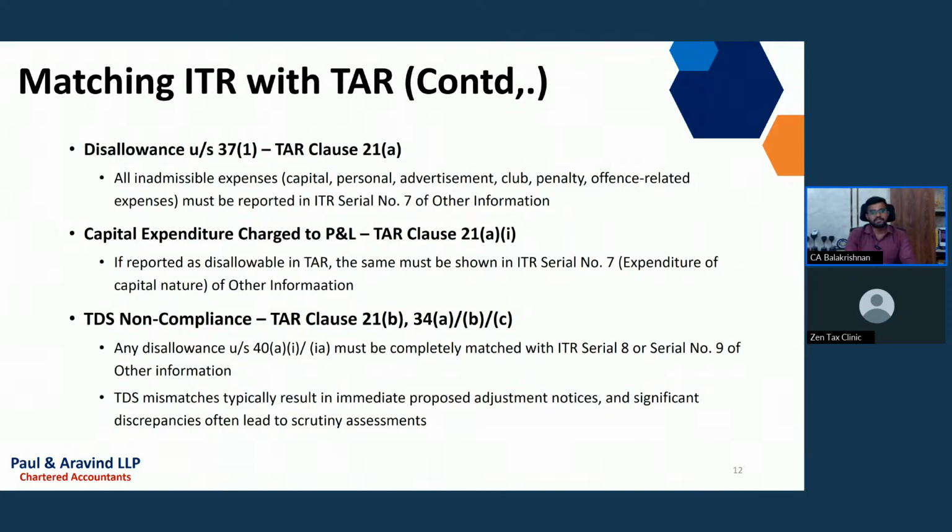Otherwise, for this clause, the income tax department directly issues proposed adjustment notices asking why this amount has not been disallowed in your total expenses. Even though we give a proper reply, they will not consider the reply. They can initiate the proposed adjustments, and we need to pay that amount of tax, or our refund amount gets reduced. So this clause needs to be properly reported.